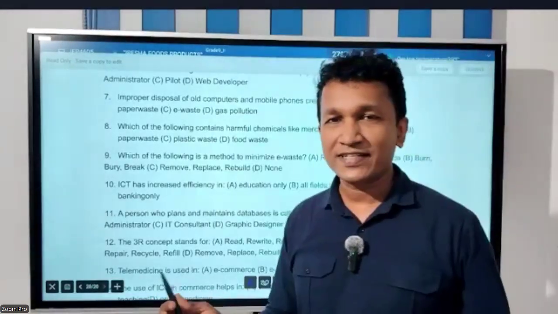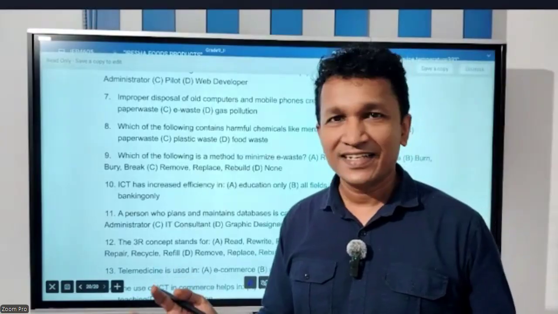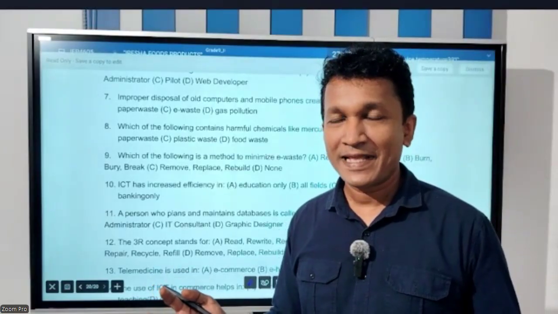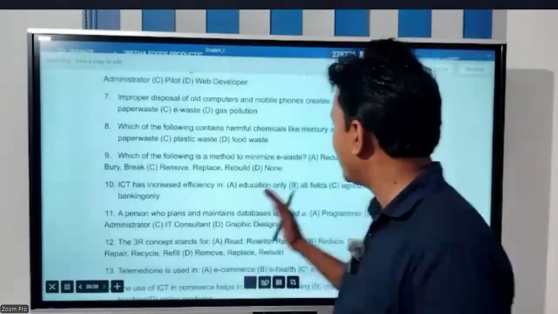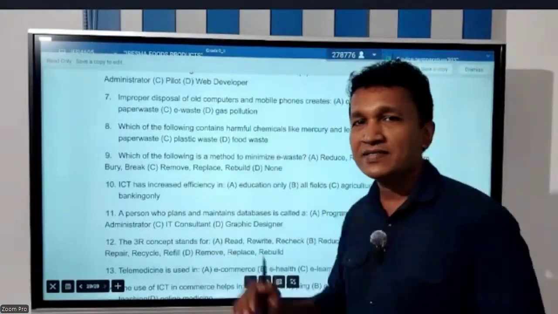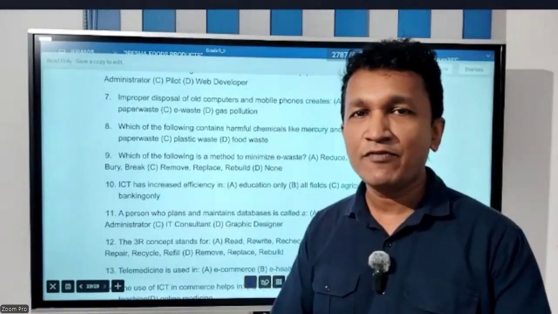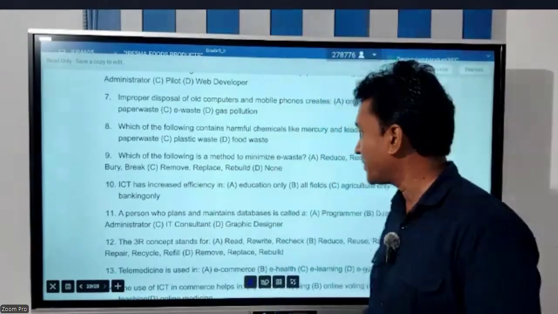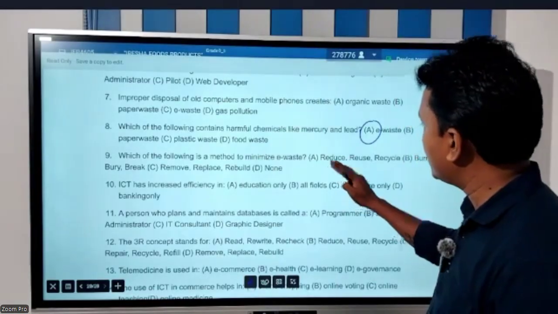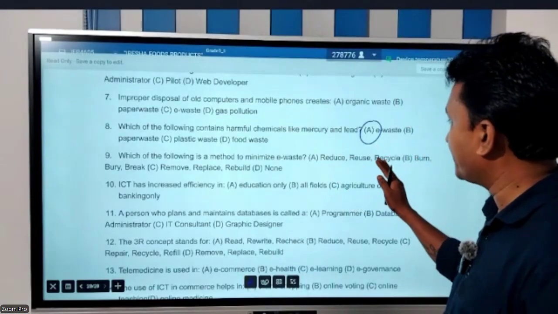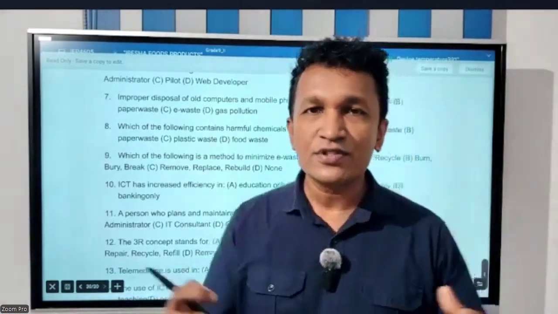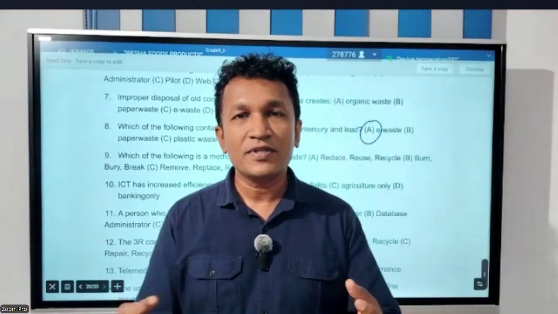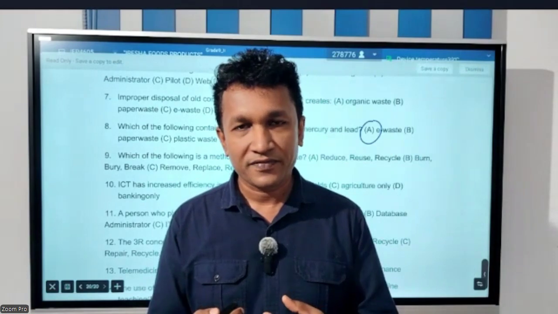We call it what? The 3R concept. Yeah, the 3R concept. Very good. From the 3R concept, we can minimize e-waste, electronic waste. 3R means reduce, reuse, and recycle. What does reduce mean? Reduce the use of electronic items. How do we reduce, right?